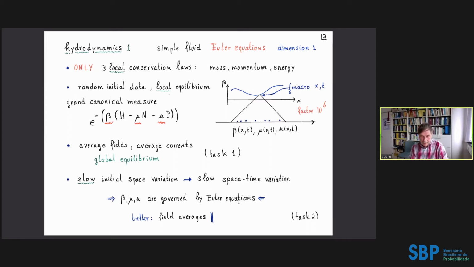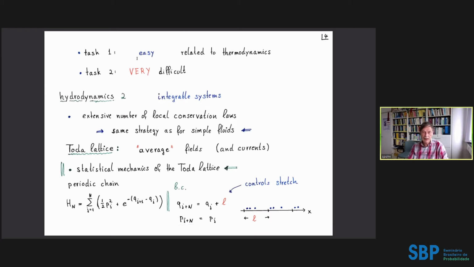Okay? And now let me emphasize that task 3, I said already, is easy, whereas task 2, for the model which I indicated, is very difficult. I mean, it looks extremely difficult because you would have to control this deterministic dynamics, and you cannot do it.